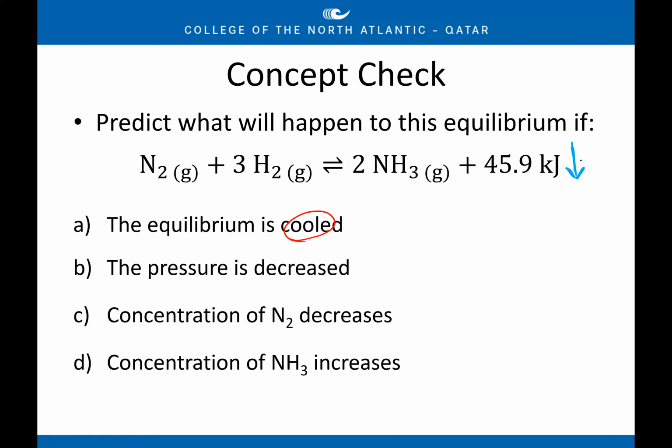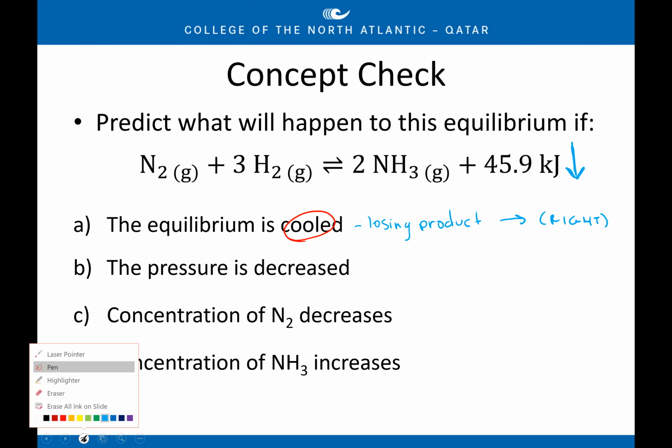Okay, so question A, the equilibrium is cooled. This means we are losing a product, and the only way to fix that is to shift right. So this would shift to the right. The only way to fix the problem of losing a product is to make more. So it shifts to the right.